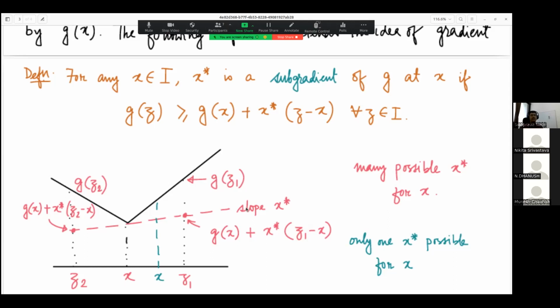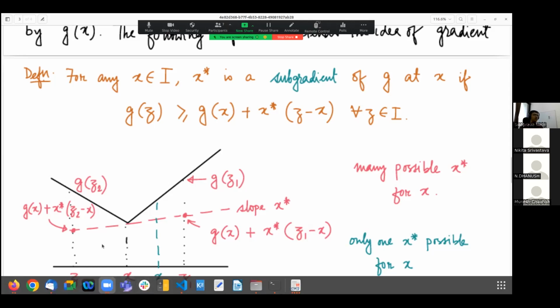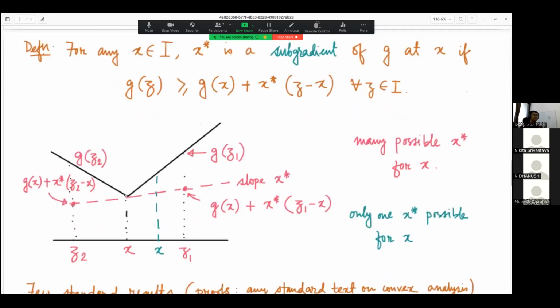your x star. So you can define a function. So essentially, the idea is the following. So let's go back. This picture essentially shows it. This function is not differentiable at this point x. But because this function is a convex function, we can still draw a kind of supporting line where the entire function will lie above that line. And that line is not unique.